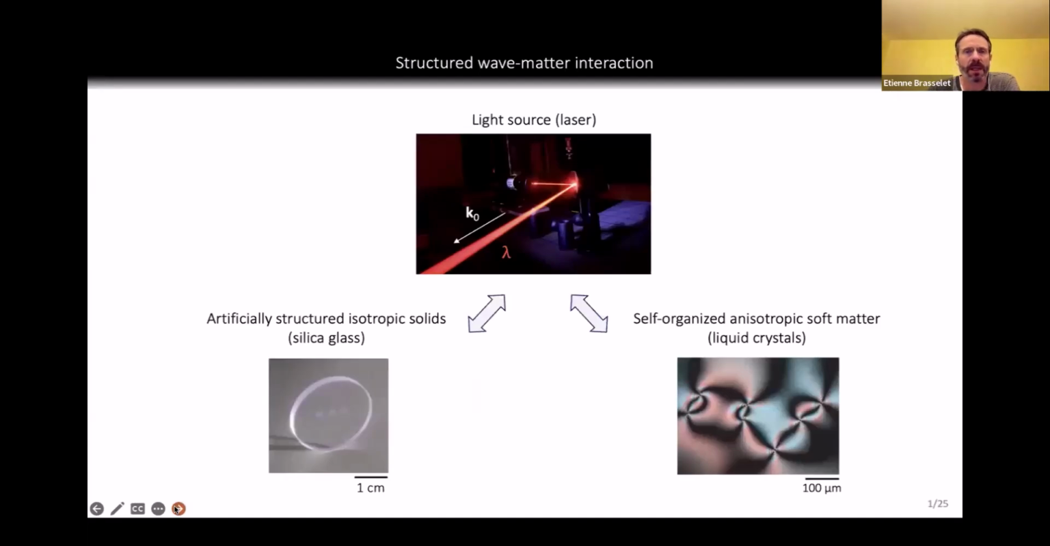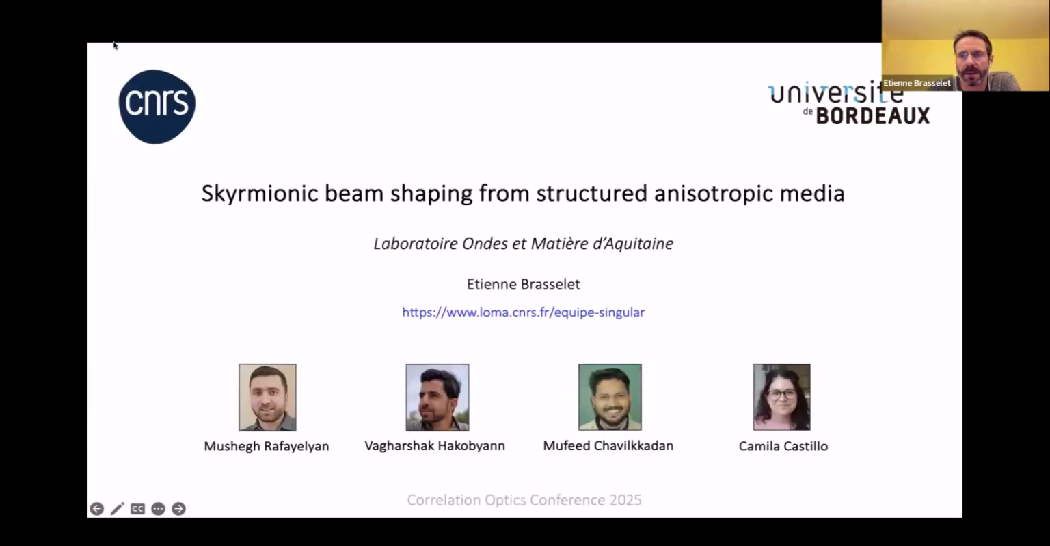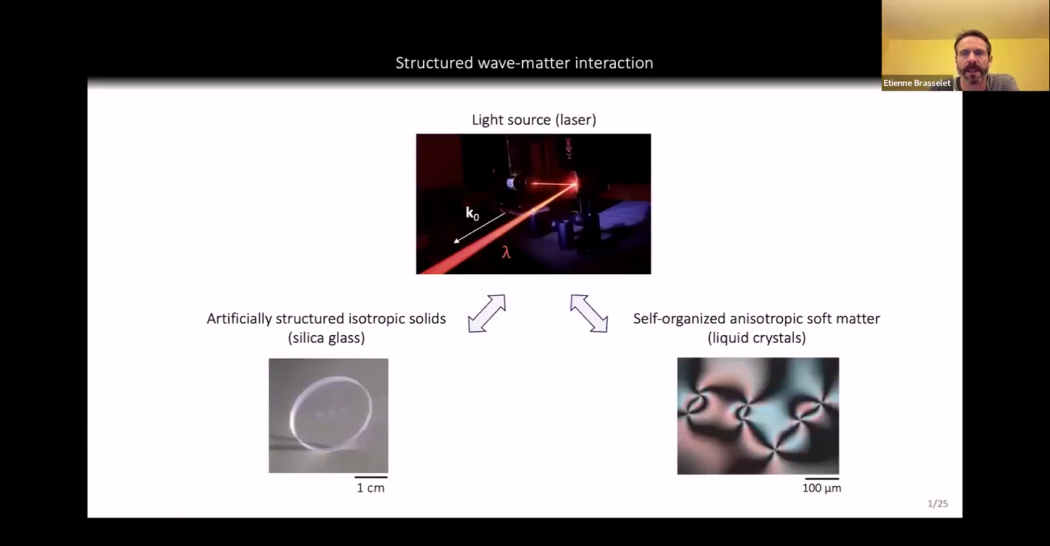So the structured wave-matter interaction I will deal with is related to interaction of laser source with two kinds of structured anisotropic media. The first one will be silica glass, which has been made optically anisotropic owing to laser-matter interaction, namely nanostructuring using femtosecond laser processing, leading to form birefringence that you can engineer at will. On the other hand, we are dealing with self-organized anisotropic soft matter, liquid crystals, and in that case, the difference is that the topological structuring of matter emerges spontaneously depending on the geometry in which we are using the liquid crystals and the fields that they experience.